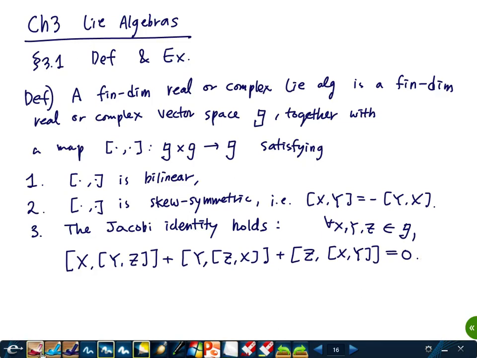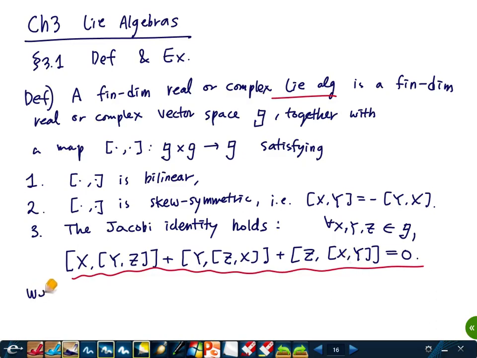Then it's called a Lie algebra. Complex means a complex vector space, and real means a real vector space. So you need to remember this Jacobi identity. It is easy to remember if you think of it as cyclically shifted: the three letters are cyclically shifted. But of course, there are different ways of writing this. Sometimes it will be written in a different way, but they are all equivalent.